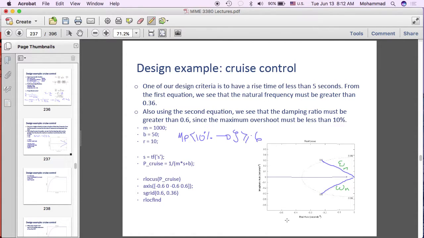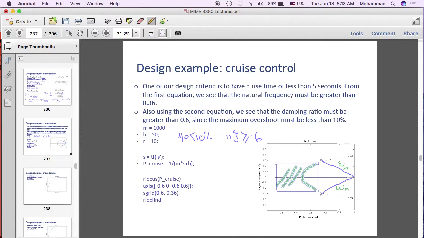And if you want a rise time to be less than 5 seconds, you need to be to the left of this area. So if this is the semicircle, this is the acceptable area. Because if you're to the right of this, your natural frequency would be smaller than 0.36, and therefore you don't get the rise time that you expect. So you need to be to the left of this line, and you need to be to the left of this semicircle, that defines the area that is acceptable.